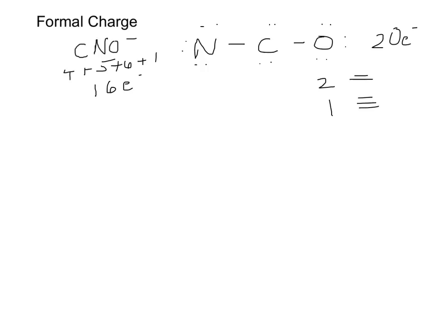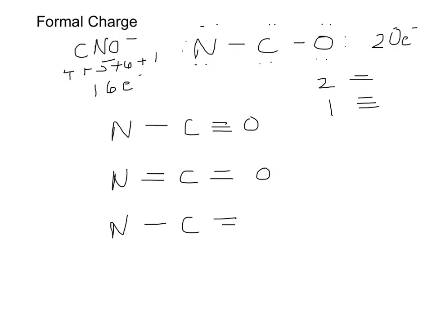So the 3 resonance structures that I can draw for this are with a triple bond, or with 2 double bonds, or with the triple bond in a different place. And of course I give everybody their full octet. And since it's an ion, I go ahead and put brackets around it with the charge.